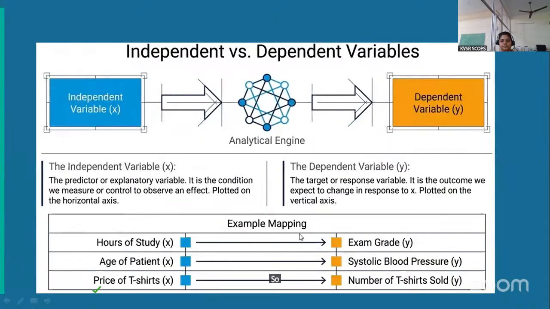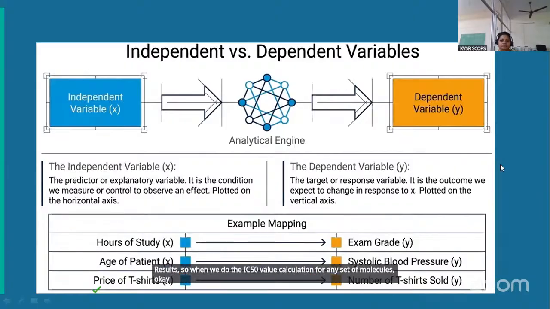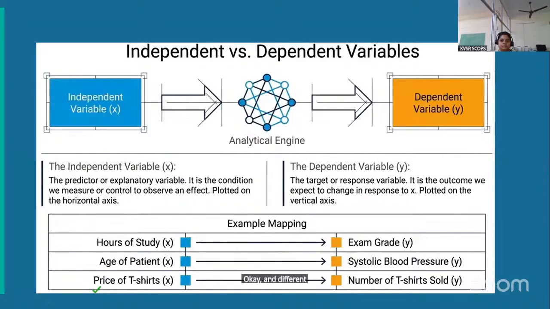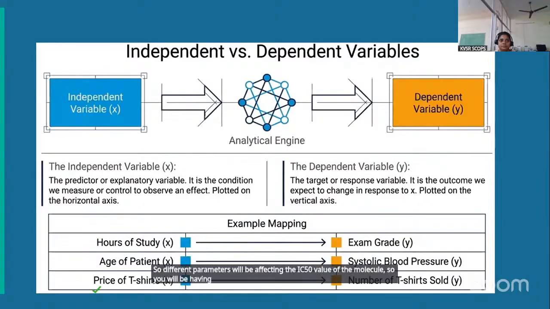So coming to the independent and dependent variables. Here, independent and dependent variables play a major role in experimental results. When we do the IC50 value calculation for any set of molecules, you will be taking the concentration of the drug, different molecular weights, and similarly different log P values. So different parameters will be affecting the IC50 value of the molecule. So you will be having independent variables and dependent variables.